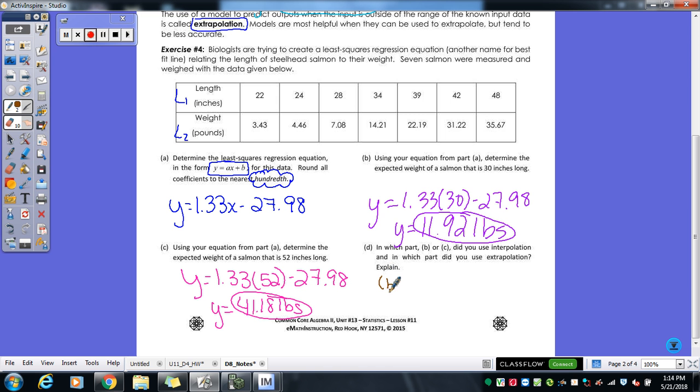Oh, yeah, no, 52. All right, so in which part, B or C, did you use interpolation? And in which part did you use extrapolation? Remember, interpolation means it's inside your data range. So which one was in between 22 and 48? B or C? It's B. So that means C was your extrapolation.